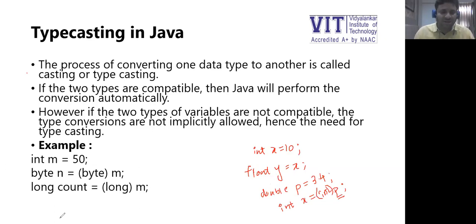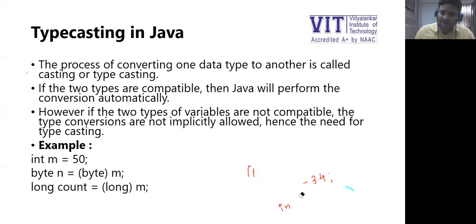So let's say in the example here we have m equals 50, and if I want to assign it to byte, now 50 is an integer value, a higher type as compared to byte, so I need to typecast it into byte and then assign to m. Similarly, m is an integer and I want to assign it to long, so I'll convert it into long and then assign to count. However, in this case, m is a lower type, count is a higher type, long. So even if we don't write it like this, it is allowed, because it is implicitly done. So lower to higher is implicitly done, but higher to lower is done explicitly using a cast operator.